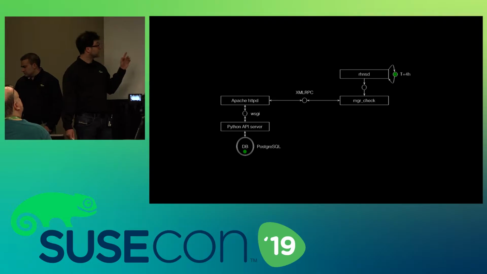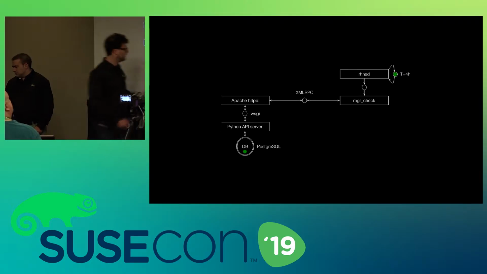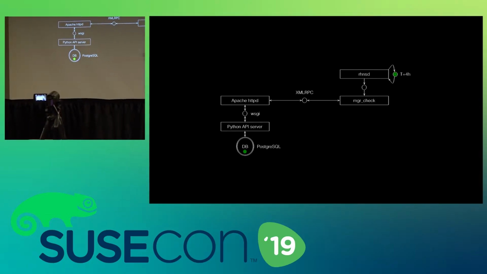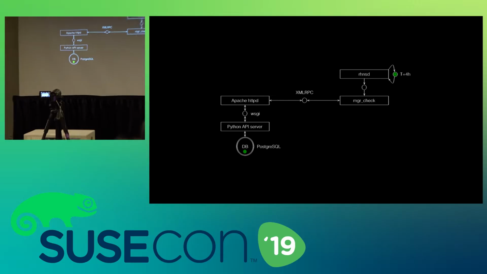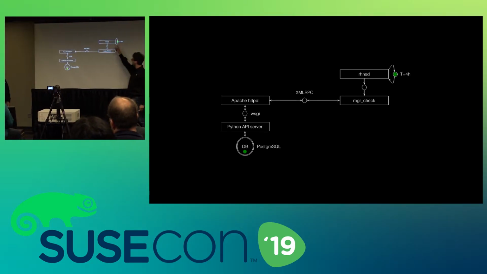This is the network. Imagine a wall here in the middle. This is what happens on the server side, and this is what happens on the client side. So on the client side, you have a daemon which is called RHNSD, which will be activated by default every 4 hours. When it does, it will call a command line tool, which is called mgr-check. You could also activate it manually if you want.